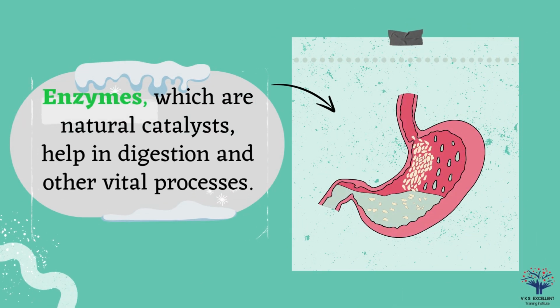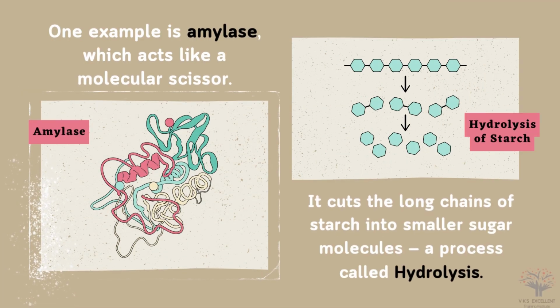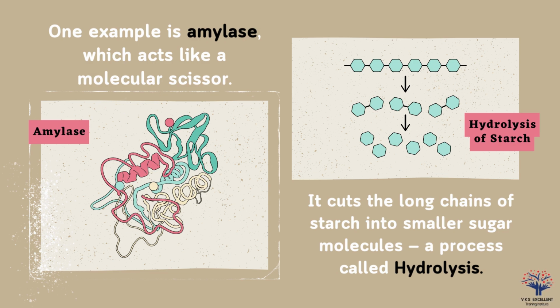Enzymes, which are natural catalysts, help in digestion and other vital processes. One example is amylase, which acts like a molecular scissor. It cuts the long chains of starch into smaller sugar molecules, in a process called hydrolysis.